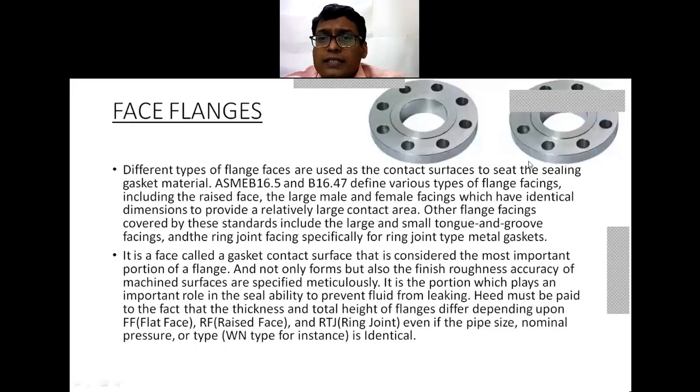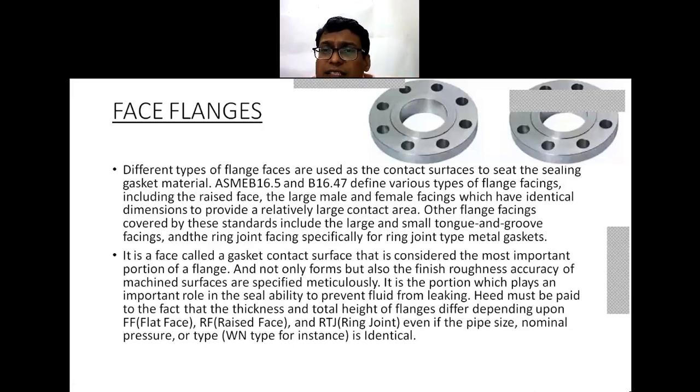Now looking at this is the raised face flange. This figure clearly gives you the idea which portion of this flange is the raised one. Only the inner diameter is raised, not the complete face is uniform. Only the raised portion will be available. Slightly more is that portion. So the different types of the flange faces are used as the contact surfaces to seal the sealing gasket material.